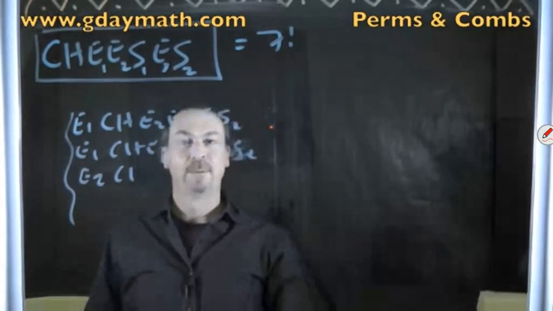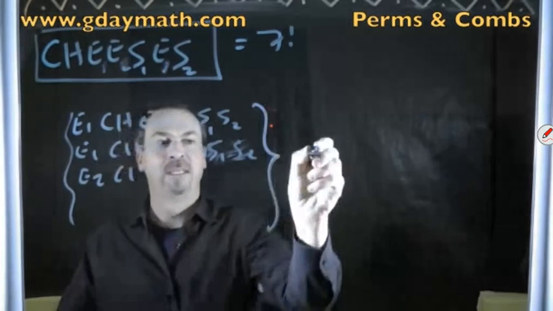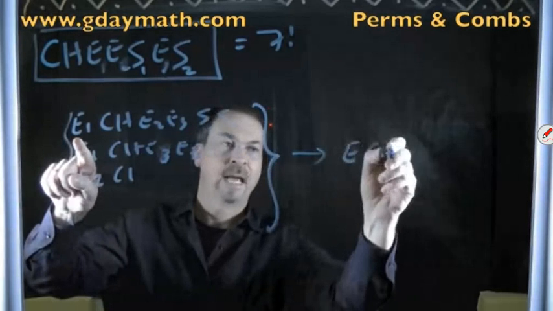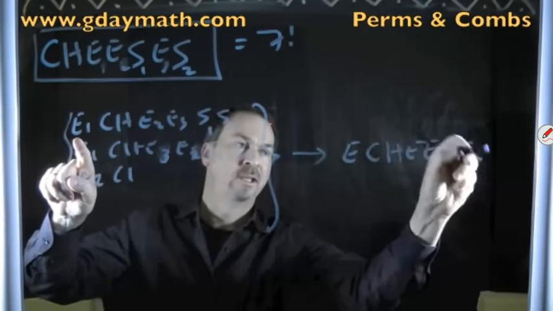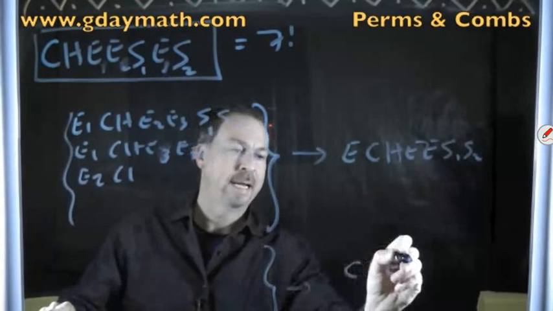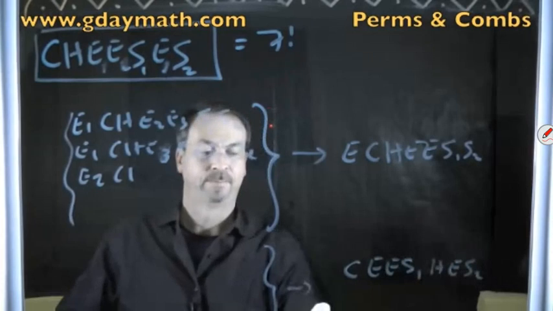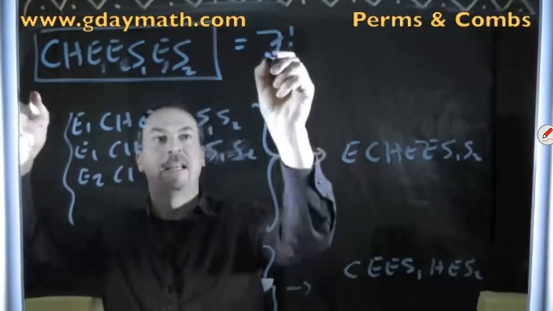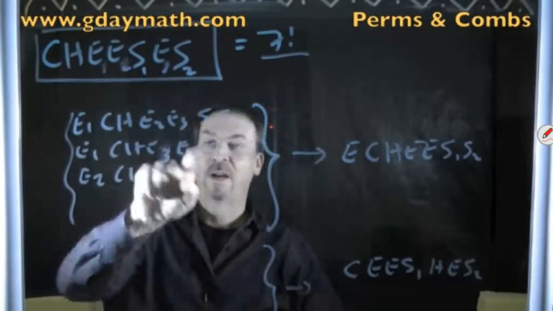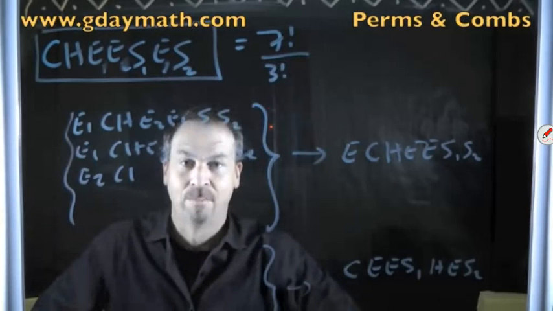So when I remove the subscripts on the E's, just as before, I know those groups of 6 will collapse. This answer will collapse to E, C, H, E, E, S1, S2. And then the next group will collapse to C, E, E, S1, H, E, S2, and so on. That means everything's collapsed by a factor of 6. And what's that 6 really? It's really the 3 factorial ways of rearranging those E's, so we divide by 3 factorial.